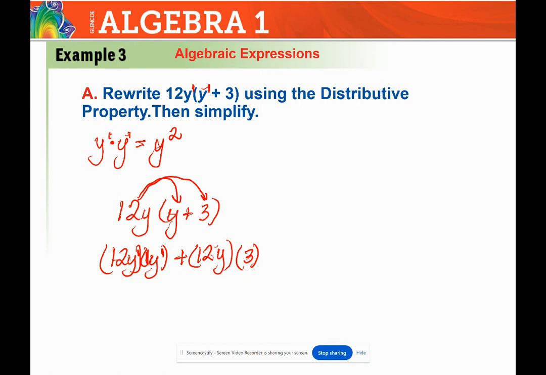I'm multiplying numbers. 12 times 1 is 12. Y times y is y to the 1 plus 1 power, or 2. And then here I'm doing 12 times 3. So always multiplying like things. 12 times 3 is 36. And then there's no y to multiply to, so I get 12y squared plus 36y.